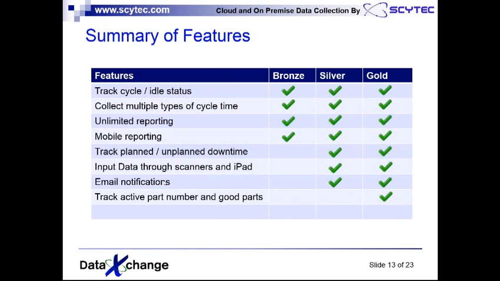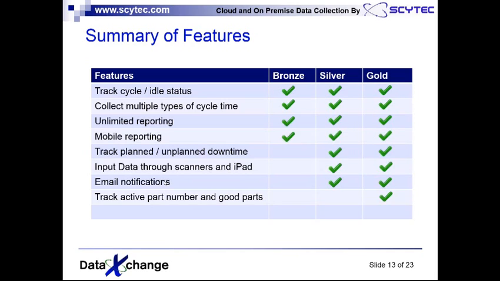A summary of features between the different versions. Again, bronze, silver, and gold are three different licensing levels we have. Bronze allows you to get up and running quickly. It basically allows you to get cycle information, run, not run information from the machine. This does include all the different definitions of cycle time, so multiple definitions are all included in bronze.